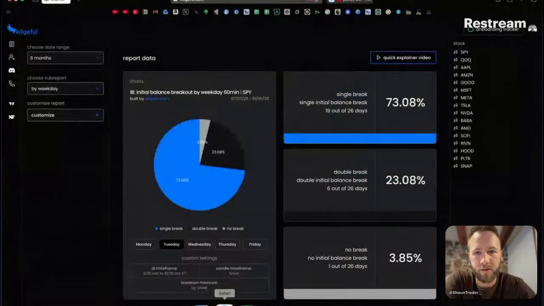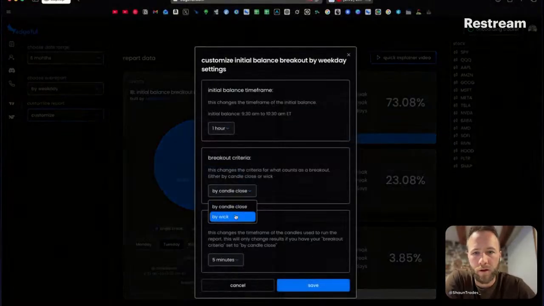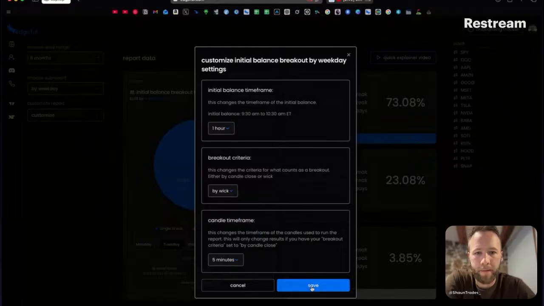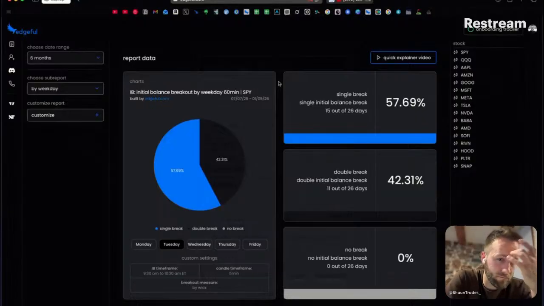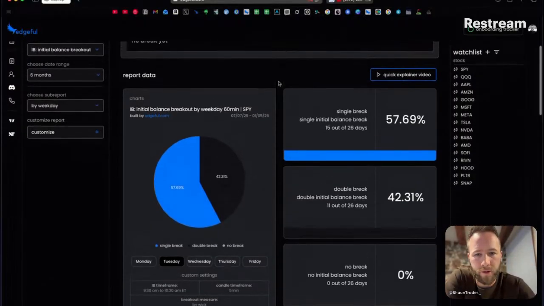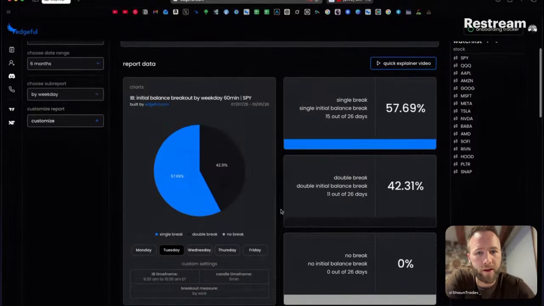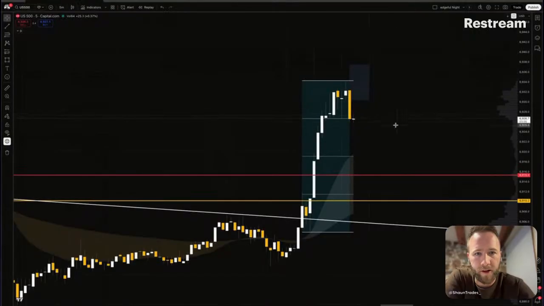But if we move back to the wick, which is the candle by wick, here we go. And of course, you've got the candle time frame there as well. We'll click save. And there we go. So we've got the data on the screen here with the wick, and of course it's changed back to no break. So hopefully you can kind of understand that.